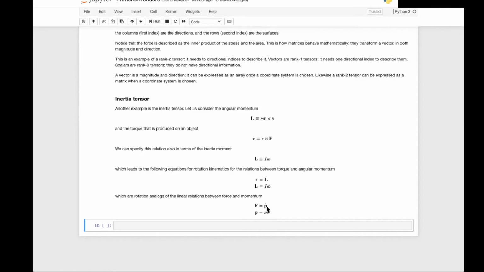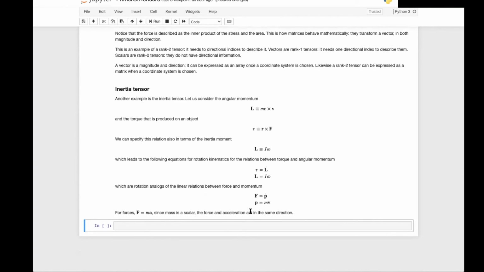You substitute linear momentum by angular momentum, force by the torque, the linear velocity by the angular velocity, and what plays the role of mass for the linear momentum is the moment of inertia when it comes to the angular momentum. Now for the forces, F is equal to ma, and since mass is a scalar, then the force and the acceleration are always in the same direction. The same is not true for rotation.